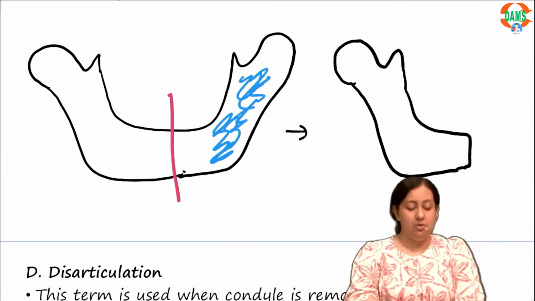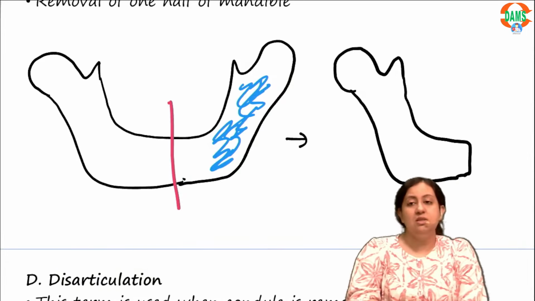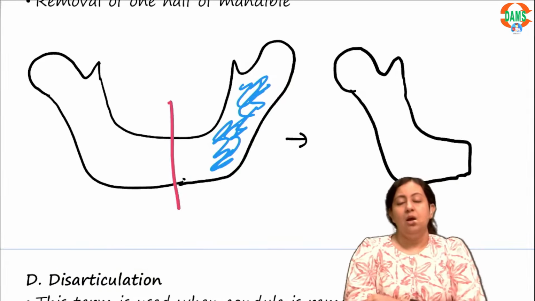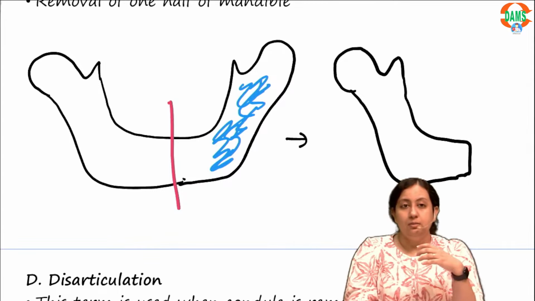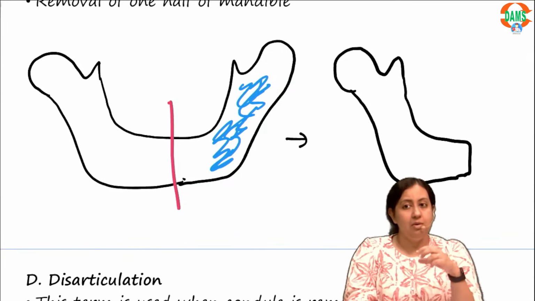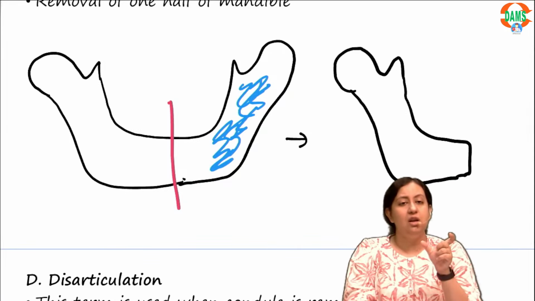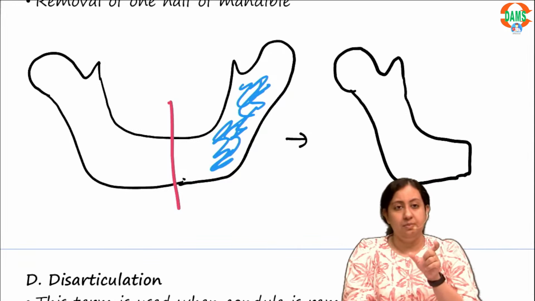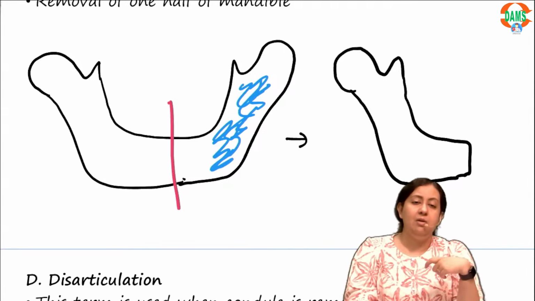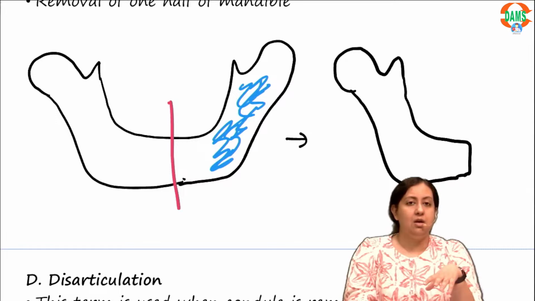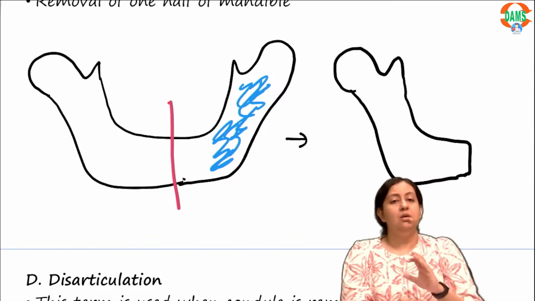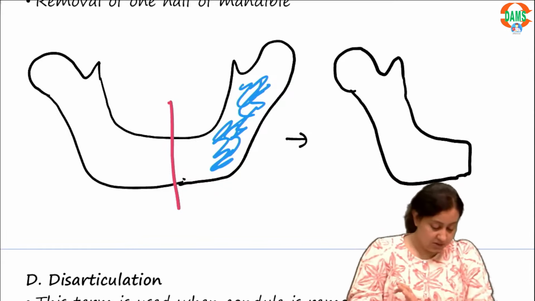You will be left with a picture like this. So this is your hemimandibulectomy. Now please remember, in hemimandibulectomy also the continuity of the inferior border has been lost. Alright, so hemimandibulectomy also comes under segmental mandibulectomy because the continuity of the inferior border has been lost.